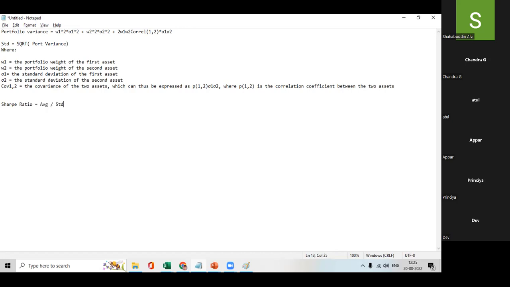Now this has to be high. You can't manipulate the average, because once the average is fixed, it's fixed. Choose higher average numbers by choosing high return assets. Barring that, how can you increase Sharpe ratio? Lowering the standard deviation.